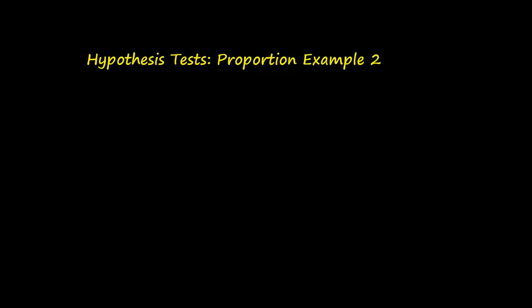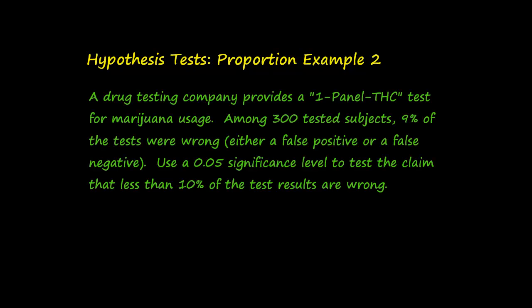Here's another example of a hypothesis test for the proportion. A drug testing company provides a one-panel THC test for marijuana usage. Among 300 tested subjects, 9% of the tests were wrong, either a false positive or a false negative. Use a 0.05 significance level to test the claim that less than 10% of the test results are wrong.